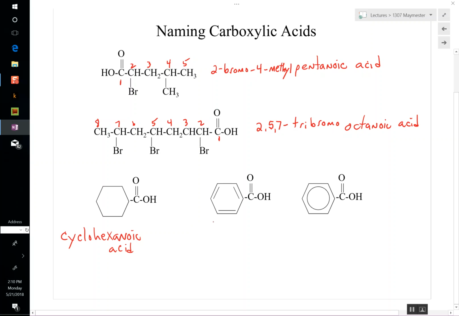Now this one here, we cut it down a little bit. We just call this benzoic. It is benzene with the carboxyl group on it, so you think it might be benzenoic, but it's just benzoic acid. Benzoic acid. And this is benzoic acid. There's nothing different about those two. Just different ways of representing the benzene ring. So that's benzoic acid.